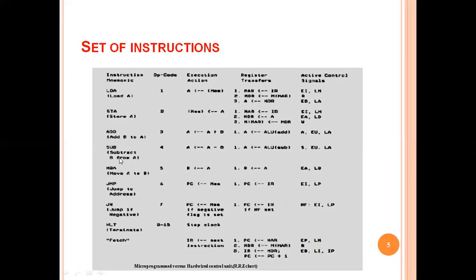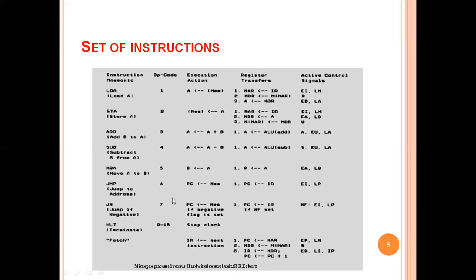Then subtraction, and move from A to B, meaning data from A to B will be copied. Jump means this is the branch instruction from one address location to another. If the result of the ALU is negative, this is called jump negative, it will jump to another address. And another is halt, which means it will stop the clock pulse, meaning the execution is complete. So the total execution is complete if this signal is activated. So these are the corresponding opcodes.